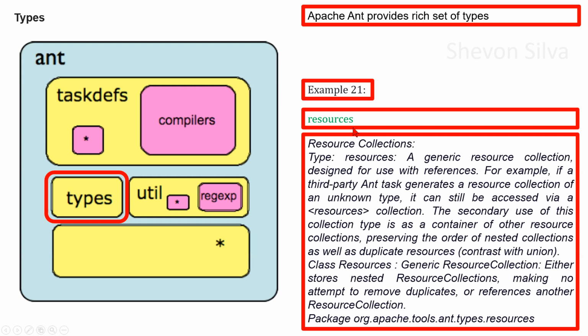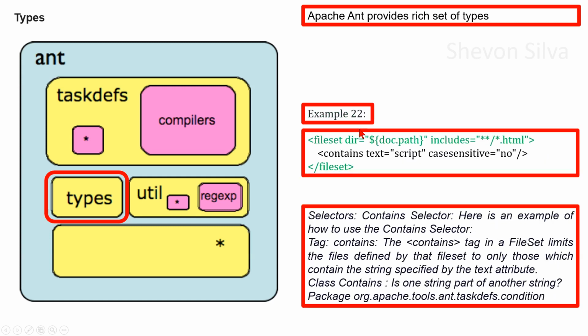either the class resources, generic resource collection either stores nested resource collections, making no attempt to remove duplicates, or references another resource collection. This is in the package org.apache.tools.ant.types.resources. Now we are considering selectors.